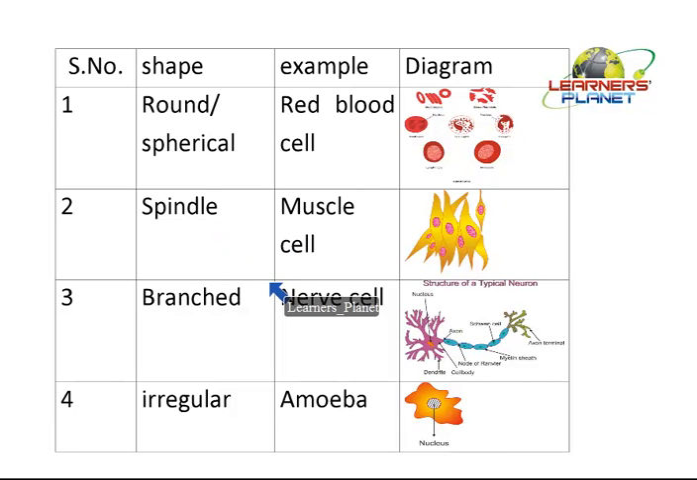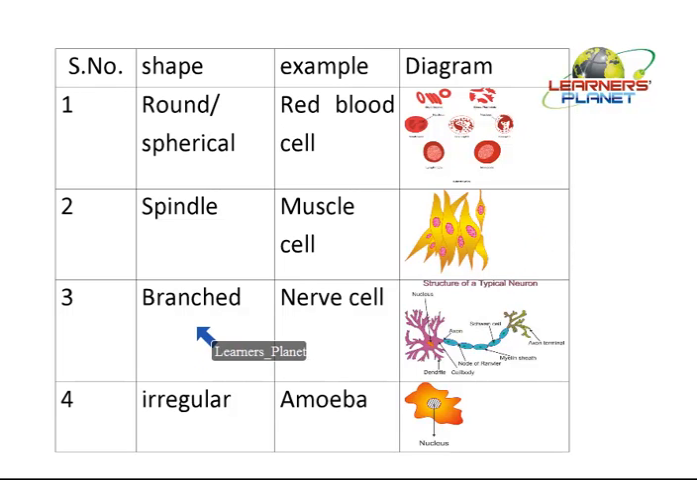Next is spindle shape. We said the cells are pointed at the ends and broader in the center region. The example could be the muscle cell. Which muscle cell? Unstriated muscle cells. They function in contraction and relaxation, and when this contraction and relaxation occurs, they cause movement. If movement is taking place, the living body is going to survive, because inside your body, in the living system, movement is one of the important characteristics of a living system.